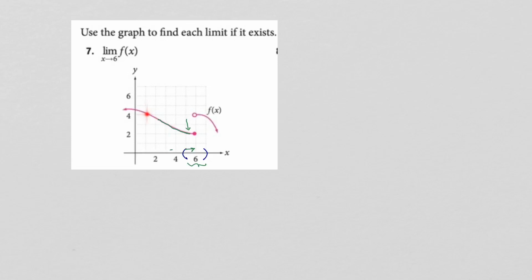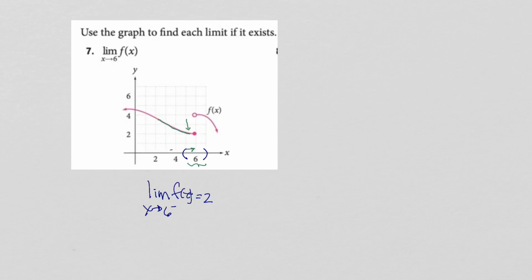You can see it, right? As we're approaching 6, as we get really close, we're actually in this interval. As we get close to 6 in this interval here, our altitude is descending toward 2. So why don't we say that like this? The limit of f of x as x approaches 6, say from the left side, that seems to be 2.